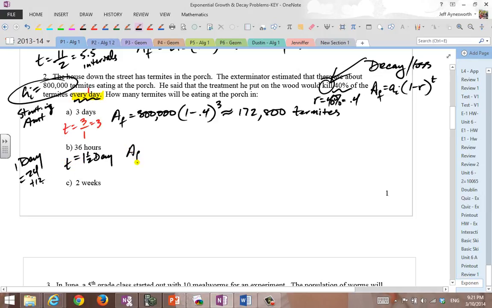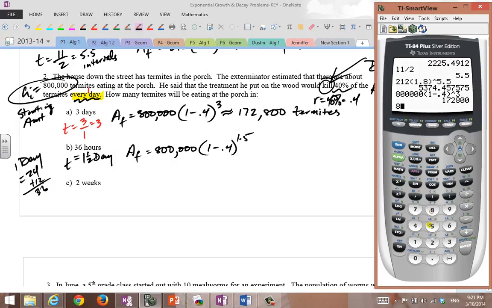So here we go. The future amount is, again, the starting or initial amount times 1 minus 0.4, or 0.6, raised to, in this case, 1.5. 36 hours is 1.5 days. 24 hours plus 12 hours is 36 hours. One day is 24 hours, half a day is 12, and that's obviously 1.5 days. So let's do it on a calculator.